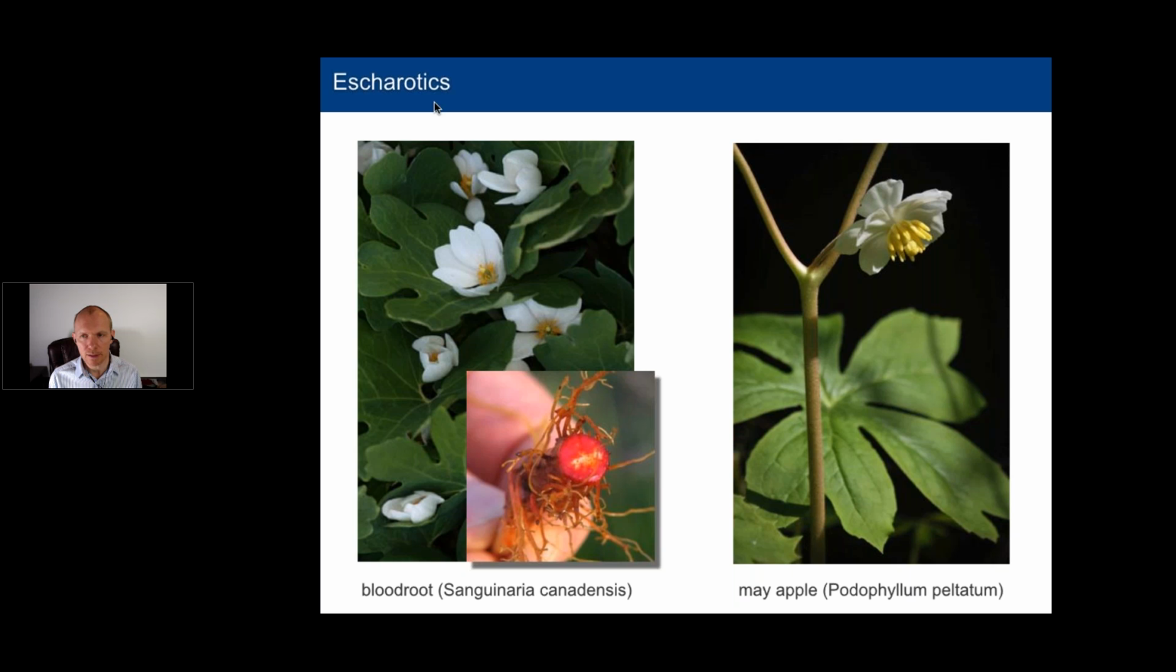They do work, but they can cause damage to the tissues, and if you apply too much of it, you could cause some scarring and pain to the area. So you need to treat Escharotic herbs with a lot of respect.